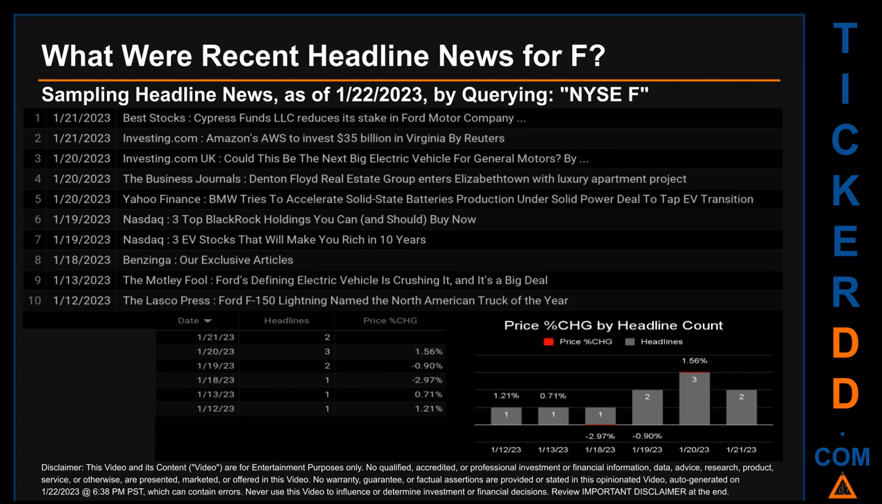The latest publication was Saturday, January 21, 2023, when there were 2 found headlines. Best Stocks published the headline that read, Cypress Funds LLC reduces its stake in Ford Motor Company. Investing.com published the headline that read, Amazon's AWS to invest $35 billion in Virginia by Reuters.